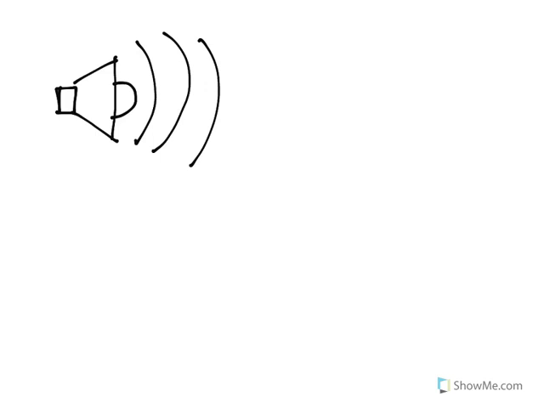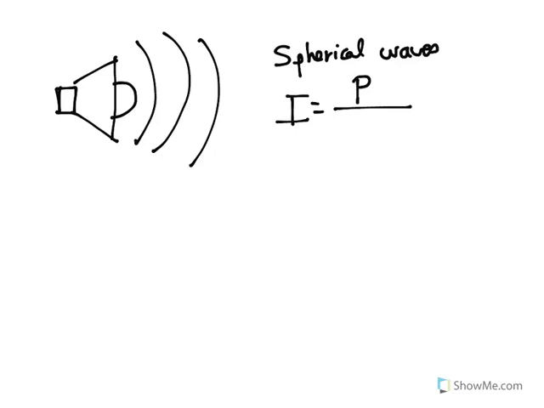When talking about sound waves traveling through space as spherical waves, the transverse area is the area of the sphere. The intensity for these spherical waves is going to be the power provided by the source over 4π times the radius squared, which is the area of the sphere.